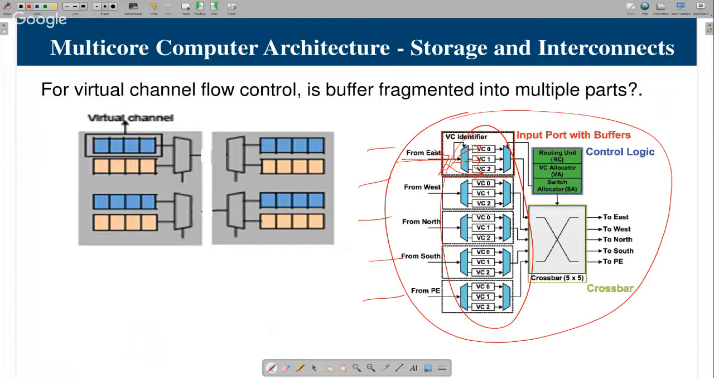Now, what you see on the left side, this blue is entirely one virtual channel, and this complete virtual channel is further subdivided into smaller flit buffers. So the question raised by the student for virtual channel flow control is whether the buffer is fragmented into multiple portions. Yes, in virtual channels, we have parallel tracks. That is called a virtual channel. This is virtual channel number 1. This is virtual channel number 2. Each virtual channel is internally divided into a FIFO structure, where each of the smaller slots can accommodate one flit at a time. So that's all about virtual channel flow control.